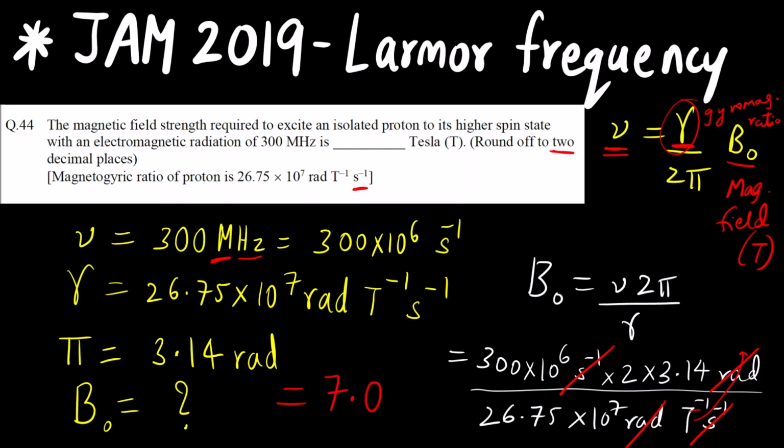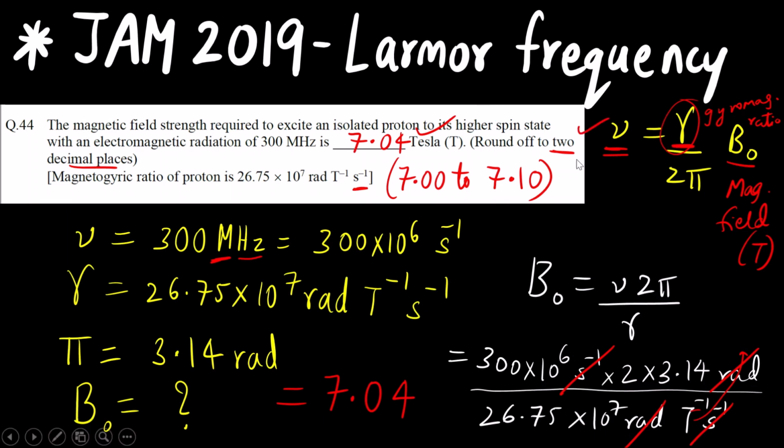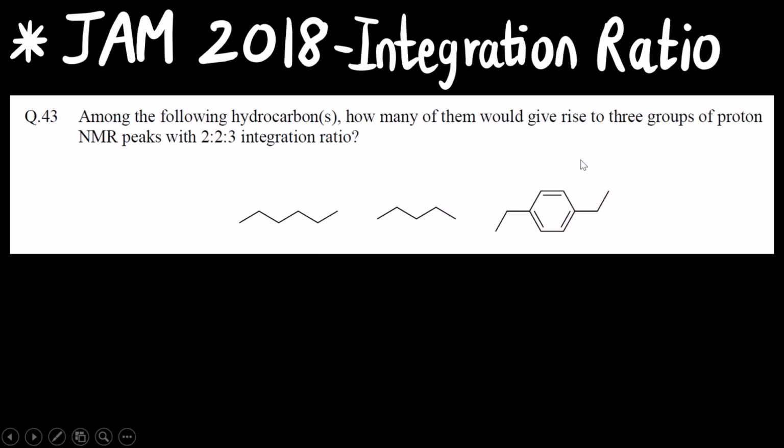See the instruction very carefully: 2 decimal places. So it will be 7.04. The answer comes out to be 7.04, and the range they've given is 7.00 to 7.10. So our answer lies in between this, so it is correct. Be very careful about the instruction, up to 2 decimal places. This first one was asked in JAM 2019.